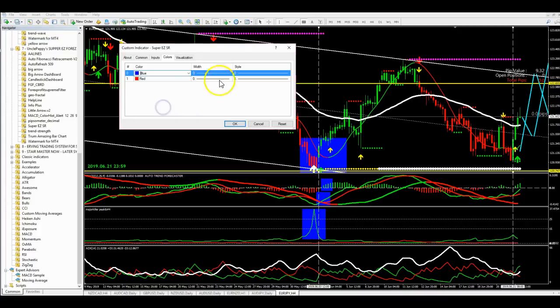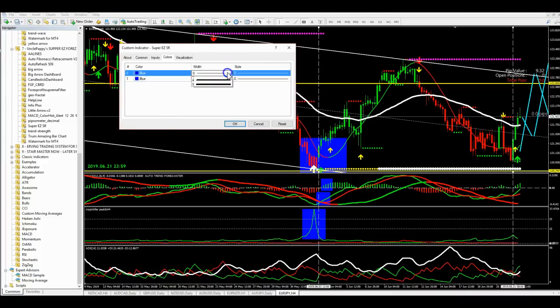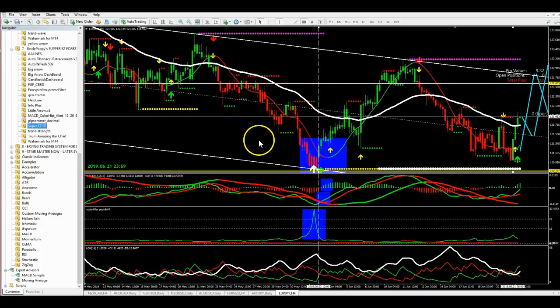Let's try blue. Yeah, I was going to say blue. It's different to the rest of what you've got there. Let's put it on the width 3, and let's see what we see here. If you take a look on a weekly time frame.